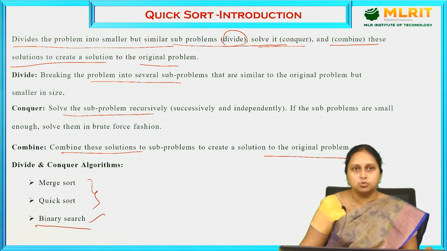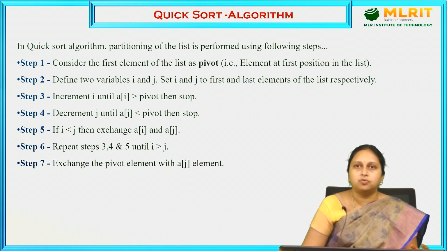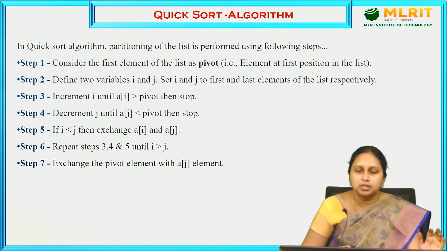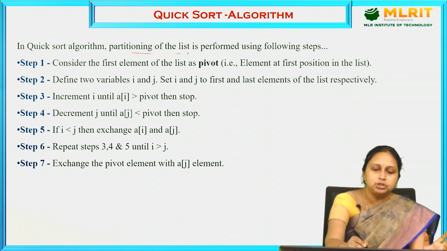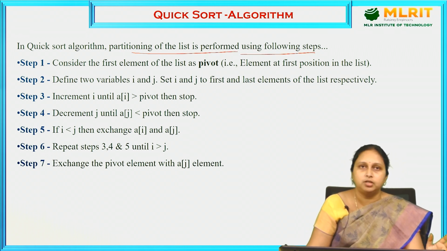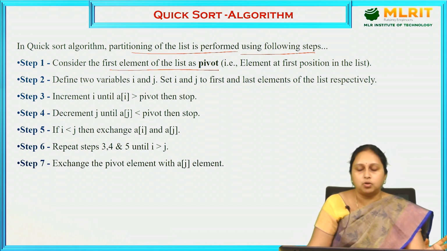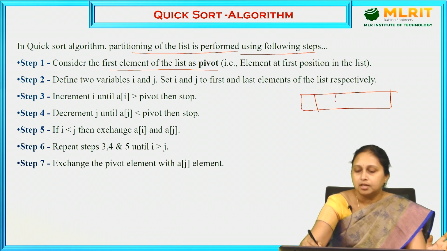Okay, let us go for the algorithm, the steps it consists of, and if we are given some elements, how we are going to apply quicksort on them. In quicksort, partitioning of the list is performed using the following steps. What is the first step? Consider the first element in the list as the pivot. Whatever elements we take in the list, the first element is considered the pivot element.